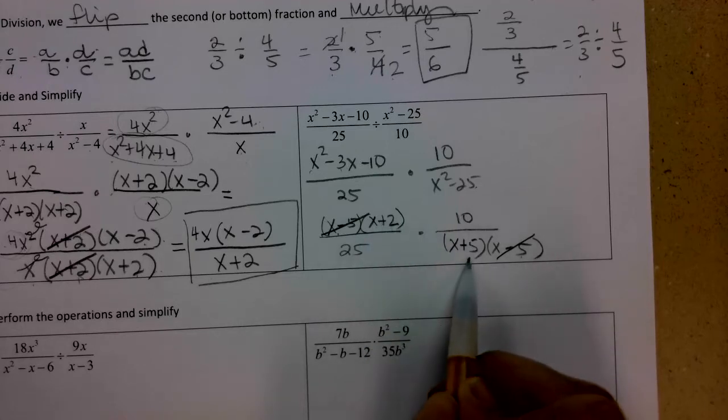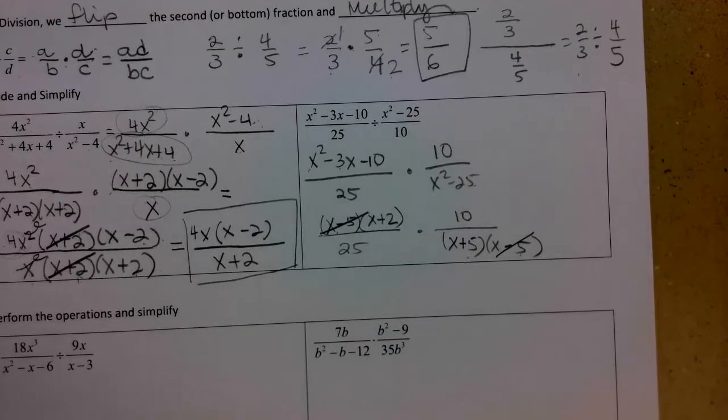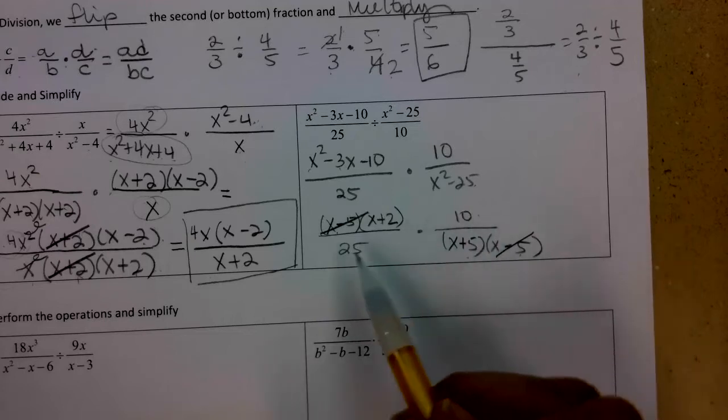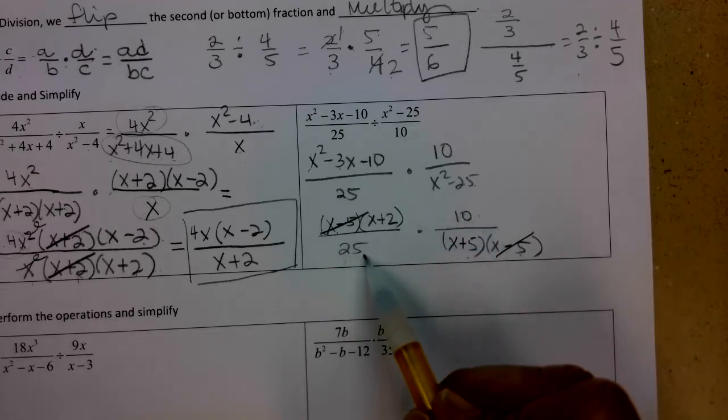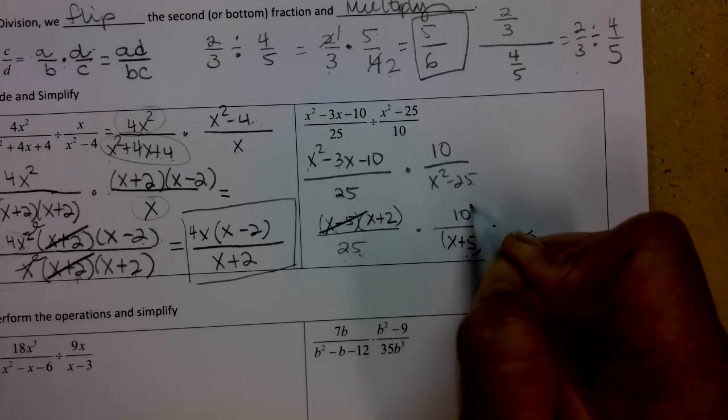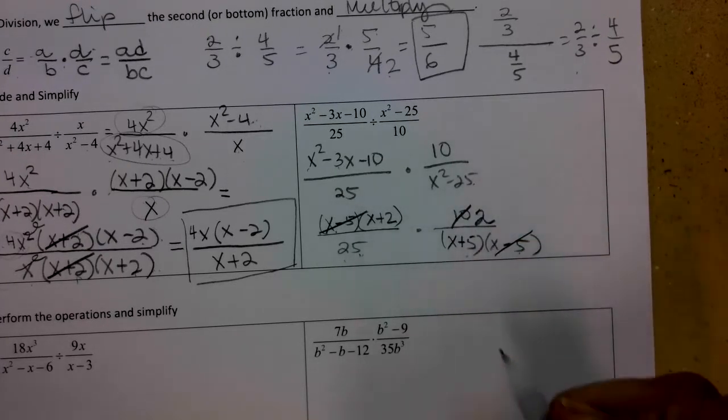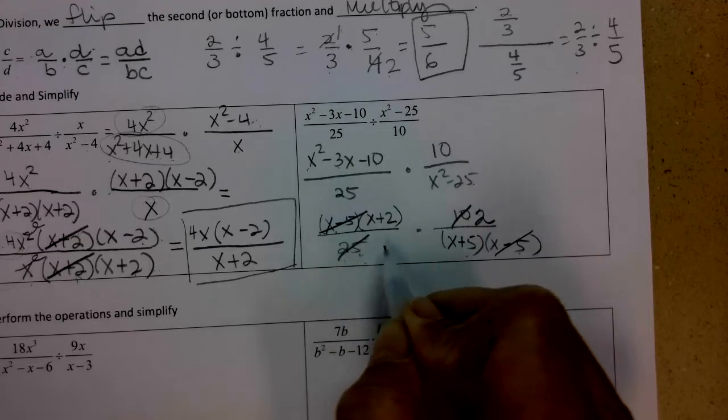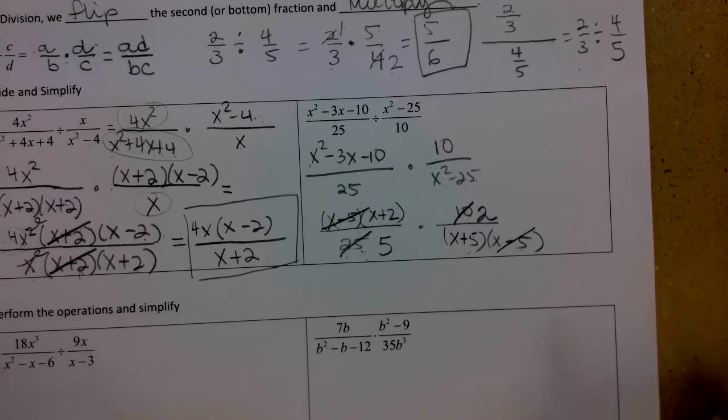X plus 2, x plus 5, those are just different. Can't do anything with those. The 10 and the 25, I can simplify those though, right? Those each have the factor of 5 that goes into them. So factor the 5 out of the 10, it leaves behind a 2. And 5 into the 25 leaves behind a 5.